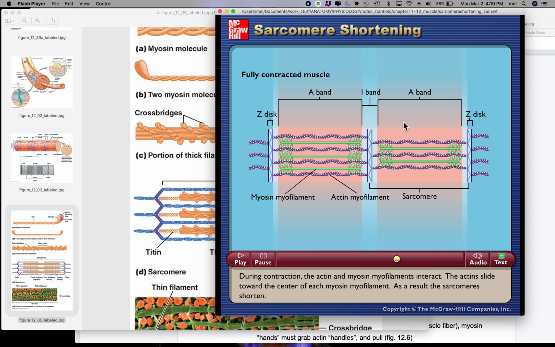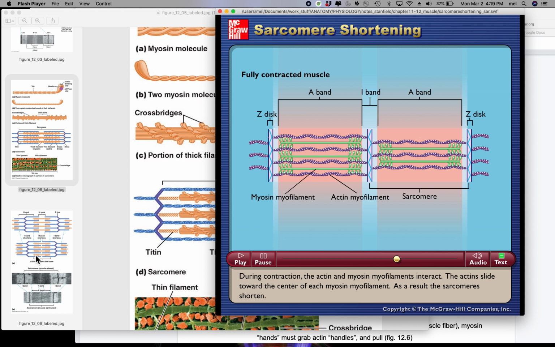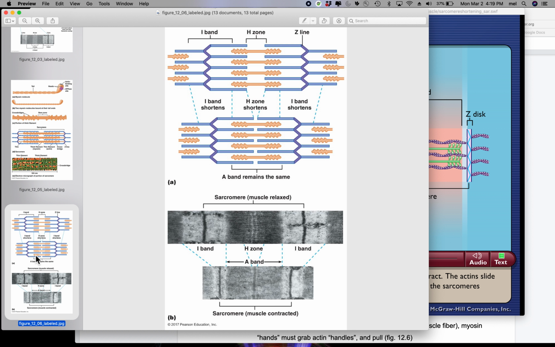And so what we will do is get some more detail about this on Wednesday, specifically how ATP is used. And then we'll back up and we'll talk about, okay, well, how does the nervous system stimulate all of that? So let's look here and see if you guys can tell the difference between a relaxed sarcomere with a wide H zone.